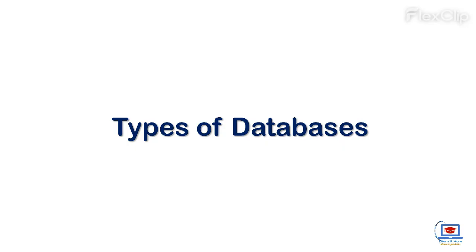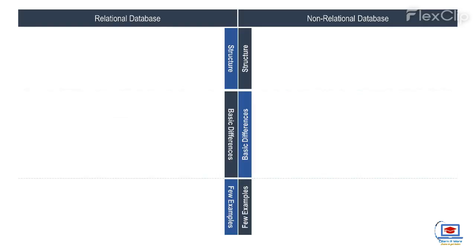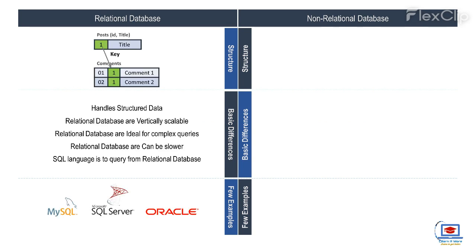There are primarily two types of databases: relational databases and non-relational databases. Let's take a closer look at each type. Relational databases are the most common type. They organize data into tables with rows and columns. This structure allows for establishing relationships between tables, making it easier to manage and retrieve related information.